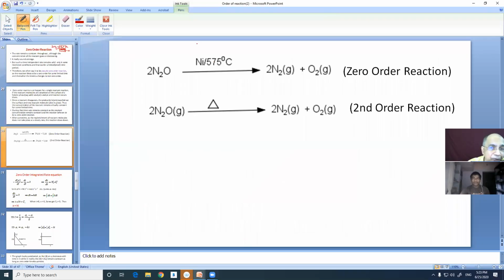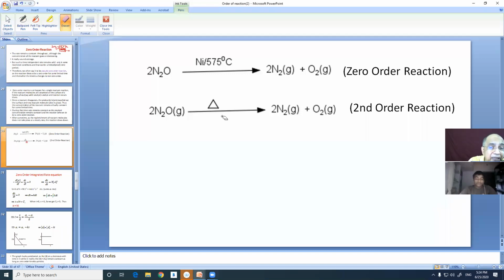Now these are the examples: decomposition of nitrous oxide over the surface of nickel at high temperature, decomposition of laughing gas over the surface of platinum. I have not written these. I am so sorry, I got lost somewhere. So just to distinguish between the same reaction behaving as zero order and second order.